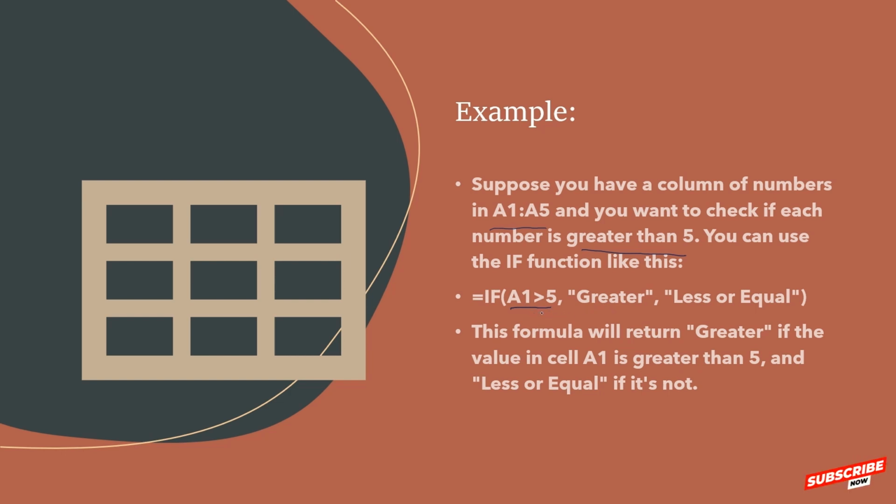Here, if the value in cell A1 is greater than 5, the output will be visible as greater. If the value in cell A1 is less than 5, less or equal will be written. This is for true, this is for false, right? This formula will return greater if the value in cell A1 is greater than 5, and less or equal if it is 5 or below, when the false statement will be returned.